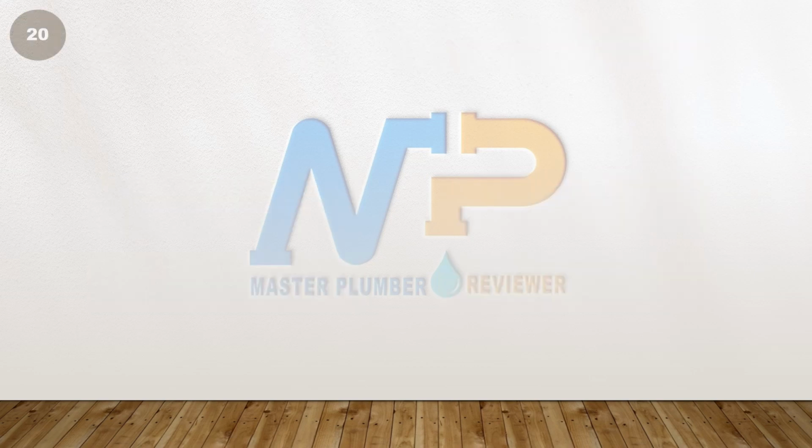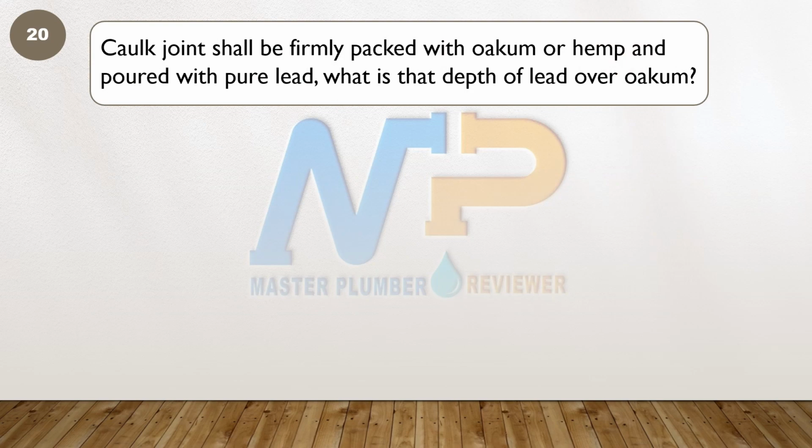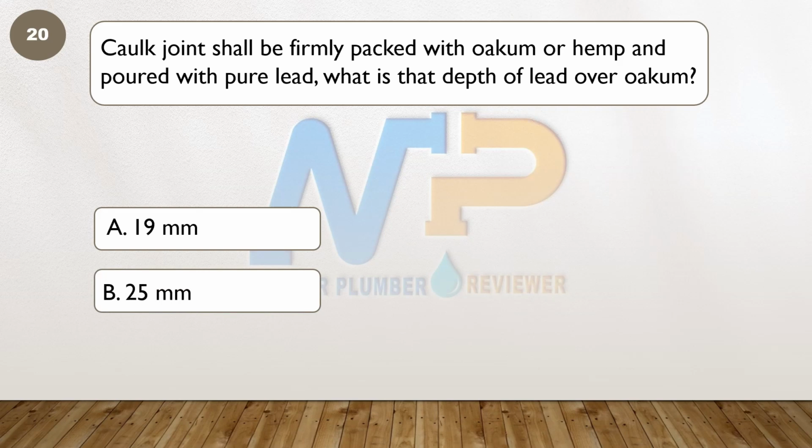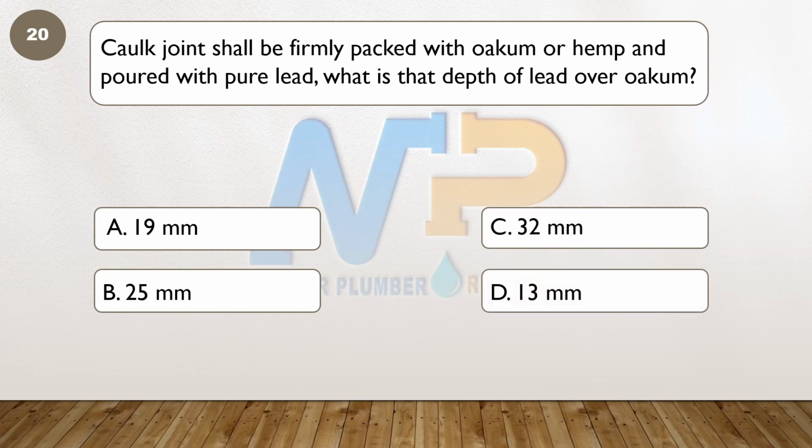Number 20. Cock joint shall be firmly packed with oakum or hemp and poured with pure lead. What is that depth of lead over oakum? A. 19 millimeters. B. 25 millimeters. C. 32 millimeters. D. 13 millimeters. The answer. It's B. 25 millimeters.